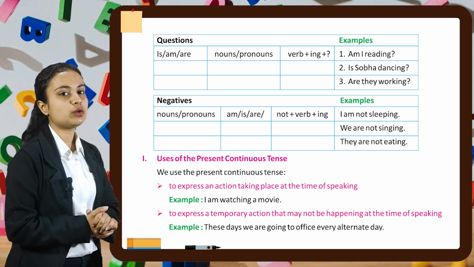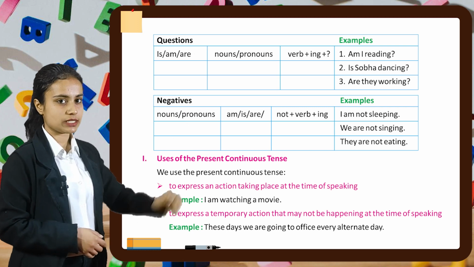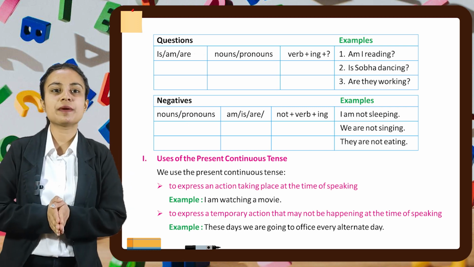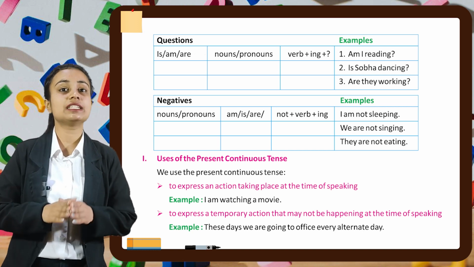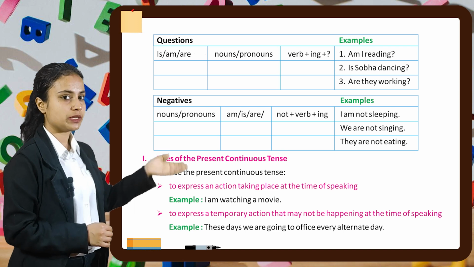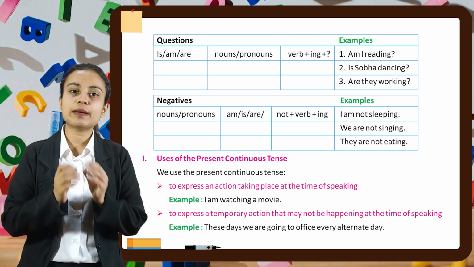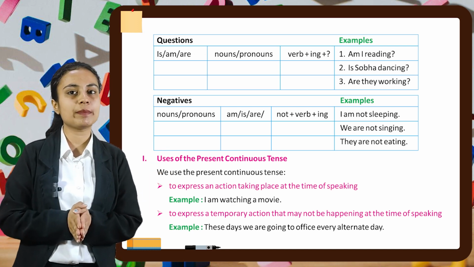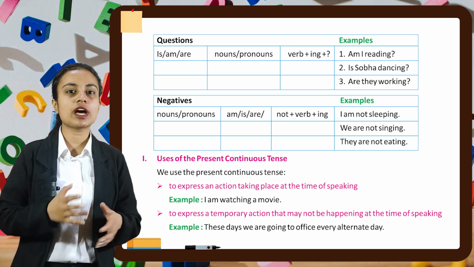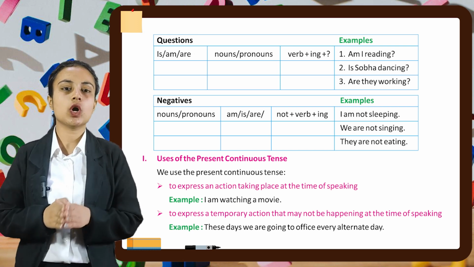Now let's see some uses of present continuous tense. We use present continuous tense first to express an action taking place at the time of speaking. For example, I am watching a movie. Second point, to express a temporary action that may not be happening at the time of speaking. For example, these days we are going to office every alternate day.